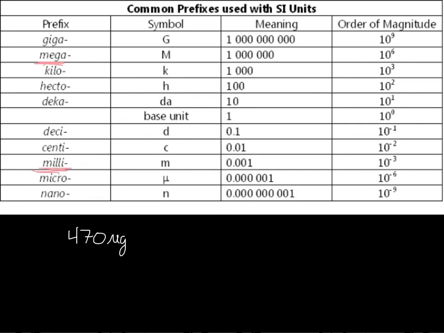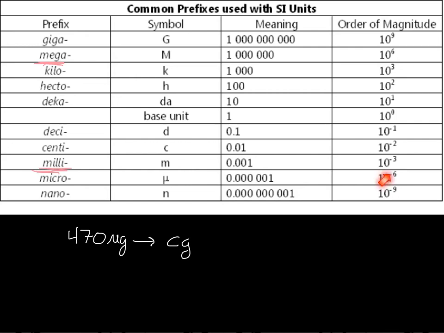So for example, let's say we wanted to convert 470 micrograms, so that's a very, very small amount, into centigrams instead. So micro is right here, centi is right there. We can't just go 1, 2 places. Instead, what we always want to do is the base unit conversion. And so what that means is converting this first into the base unit, so into just grams, and then from grams, getting it into centigrams.